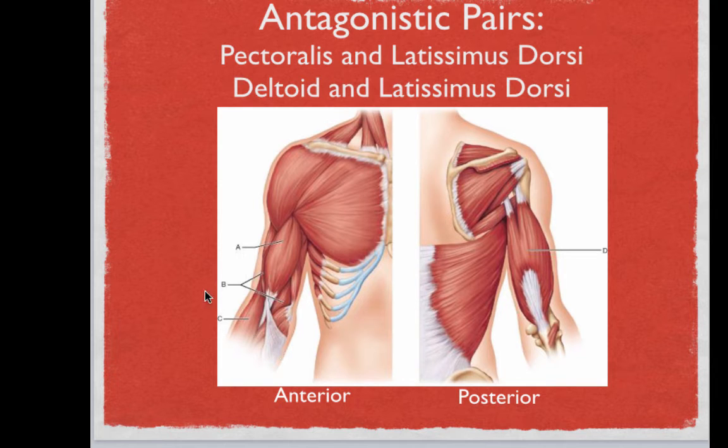It's going to pull the arm up and away from the body. The latissimus dorsi is an antagonist of that as well, because if your arm is abducted, the latissimus dorsi will adduct the arm and pull the arm back in.